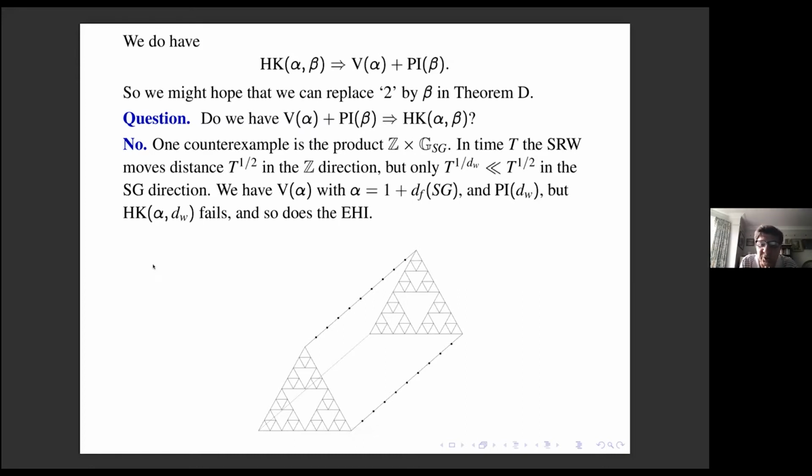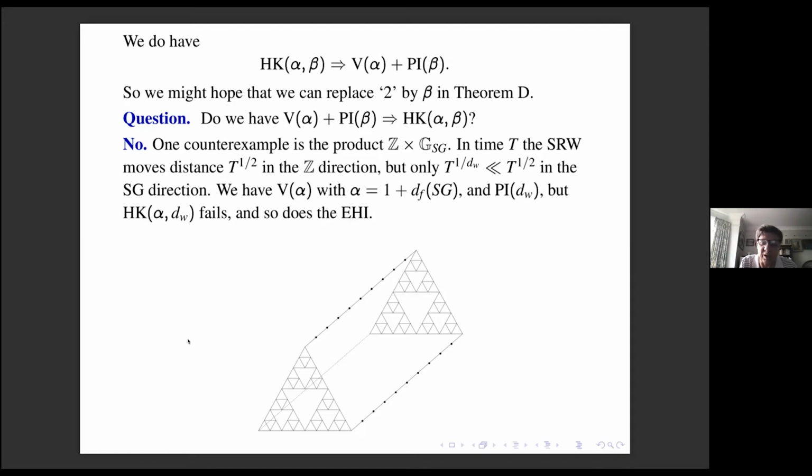Let's look at the product of two spaces with different d_w's. So we're going to look at the product of Z and the graphical Sierpinski gasket. I've tried to denote that in the picture here. Really, there ought to be copies of the graphical Sierpinski gasket all the way along. These are the Z lines, and this is the Sierpinski gasket line. But I thought that if I actually drew them all in, the resulting picture would be a mess and impossible to see what's going on. But I hope you can see the basic idea here. We take this graph product.